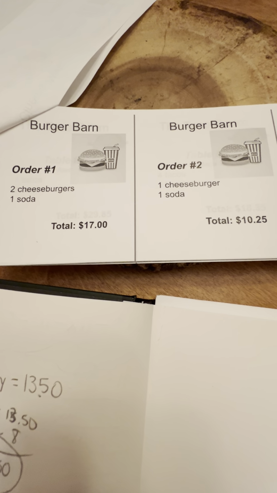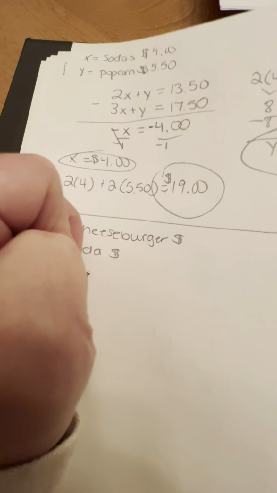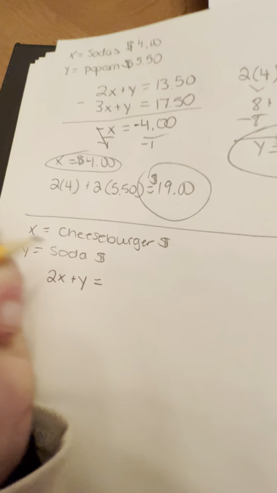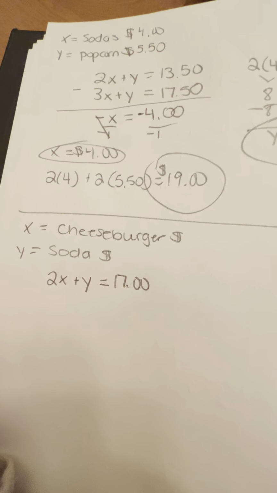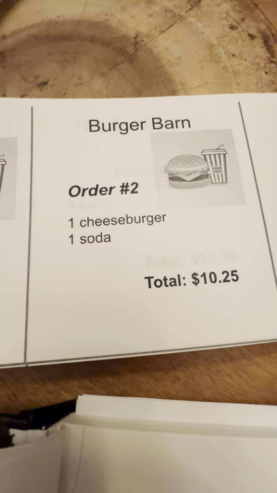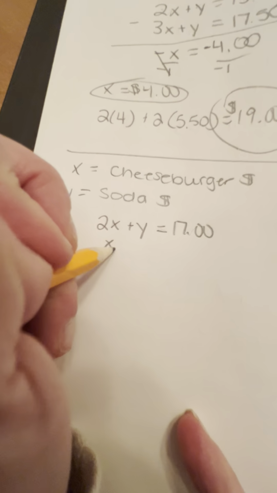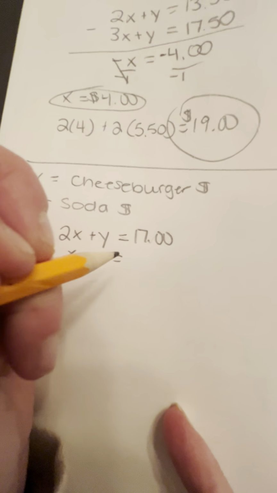So system of equations, I'm going to set this up where we have X is the cheeseburger price and Y is the soda price. It doesn't really matter. You can do it the other way around, or you can do other variables if you so desire. So the first order we have is 2 cheeseburgers and 1 soda. So if our X is cheeseburgers, we're going to do 2 cheeseburgers, 2X, and a soda, so plus Y, which is your sodas, and it totals up to be $17 according to what we have on our paper.